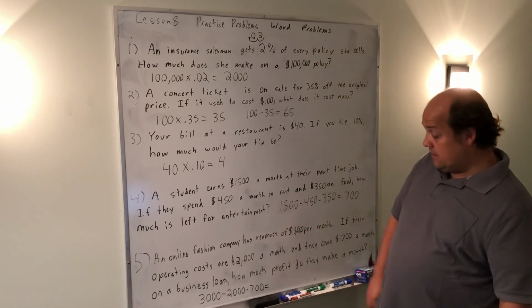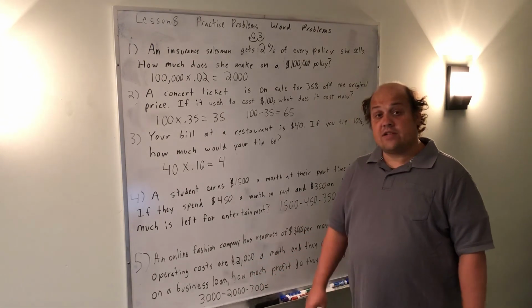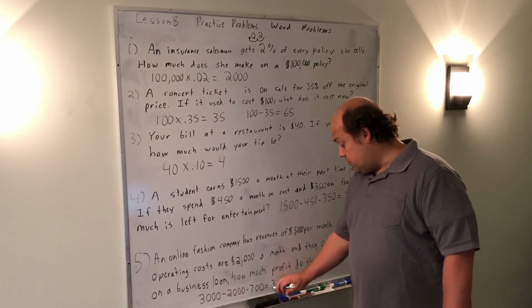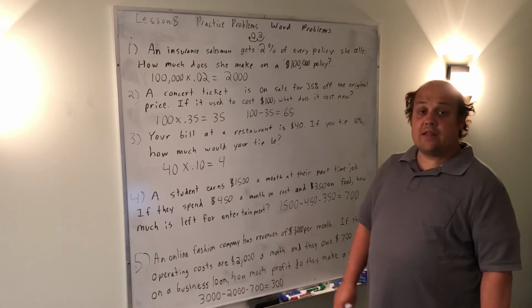$3,000 minus $2,000 leaves me with $1,000. When I subtract another $700, it leaves me with $300 at the end. That's the profit that the business is going to make per month.